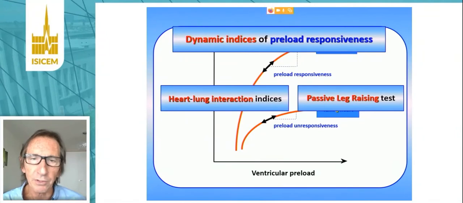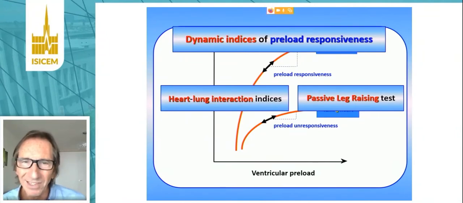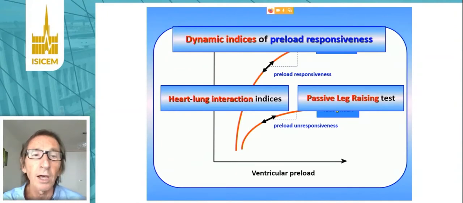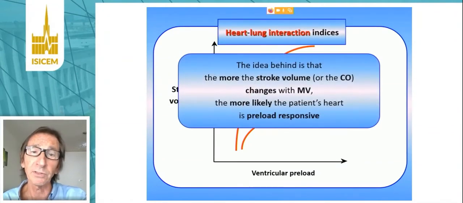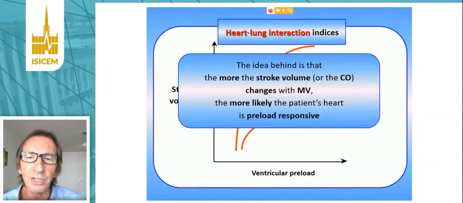We have heart-lung interaction indices and we have passive leg-raising test. And today I will not speak about passive leg-raising test. I will concentrate on heart-lung interaction indices, and namely expiratory occlusion test and tidal volume challenge. But when we speak about heart-lung interaction indices, we know that the idea behind is that the more the stroke volume or the cardiac output changes with mechanical ventilation, the more likely the patient's heart is preload responsive.